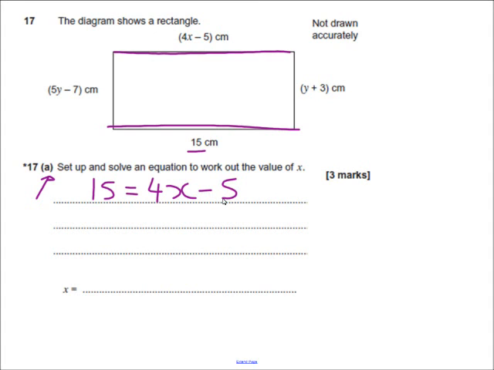So the first step is we add 5 on both sides, and we end up with 20 equals 4x. Step 2, we divide both sides by 4, and it tells us that x is equal to 5 centimeters. You can check it if you like. You can put 5 into here, so 4 lots of 5 are 20, minus 5 is 15. So we know that x has a value of 5 centimeters.